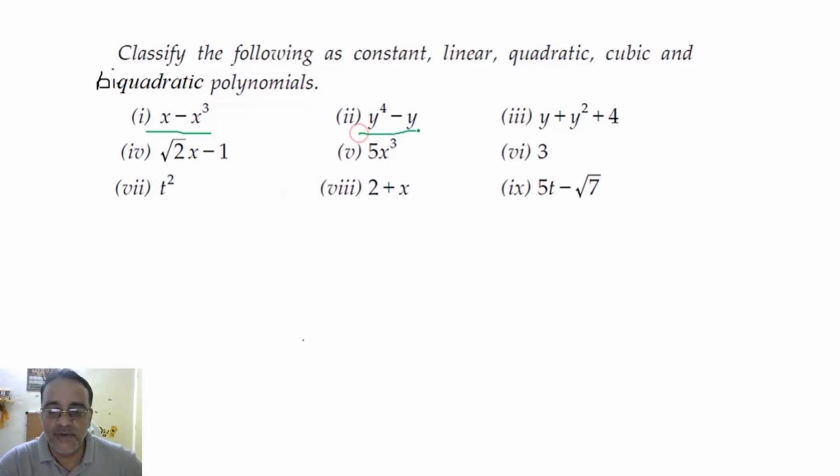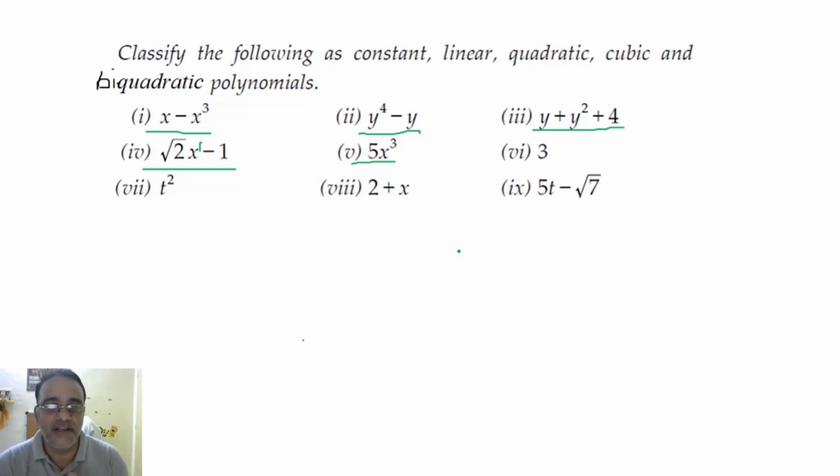Now, what about this one? Biquadratic polynomial. Right. The degree is 4. What about this one? Quadratic polynomial. Why? Because the degree is 2. What about this one? Linear polynomial. Because the degree of variable x is 1. What about this one? Cubic polynomial.